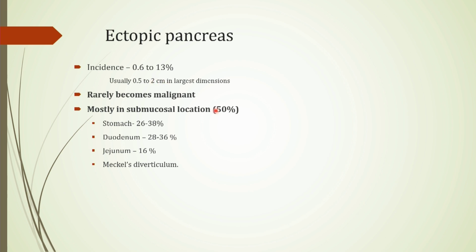The incidence of ectopic pancreas is 0.6 to 13%, and usually the ectopic tissue ranges between 0.5 to 2 cm in largest dimension, and it rarely becomes malignant. It is mostly seen in a submucosal location, in descending order in the stomach, duodenum, and jejunum, and lastly in a Meckel's diverticulum.